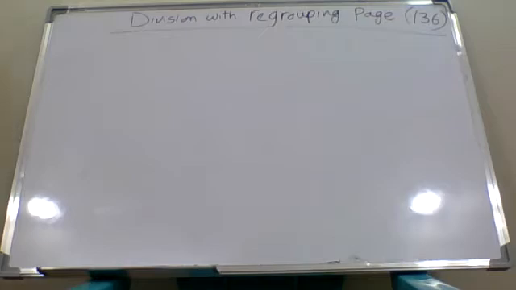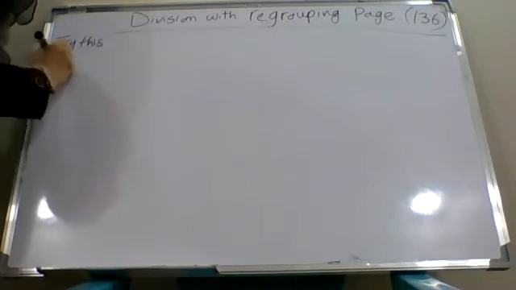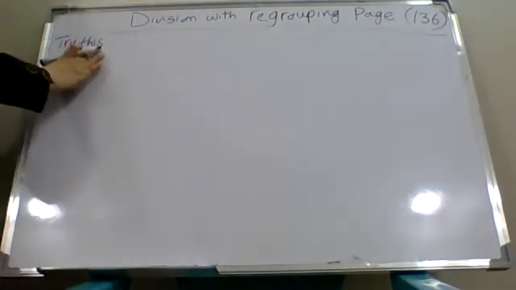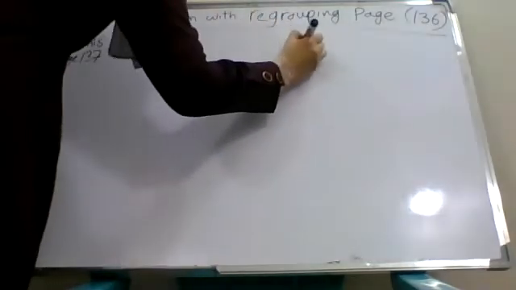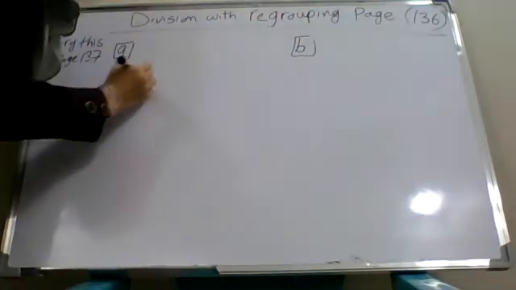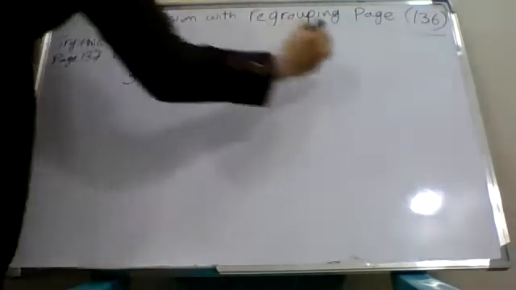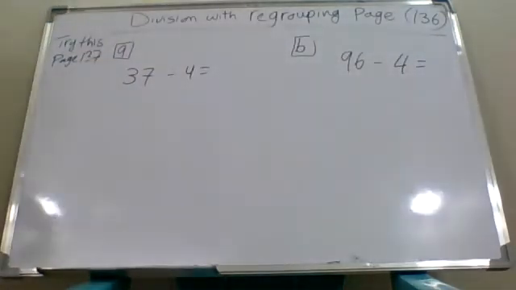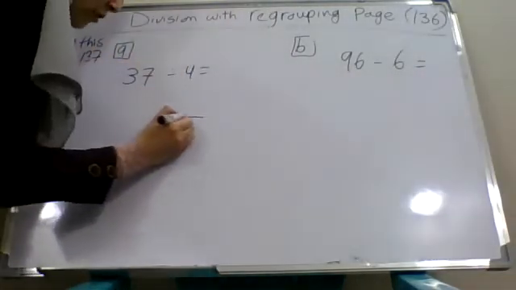Okay, so we have here, try this. I'm doing the exercise on page 136, I think. Yes, it's number 37. Okay, I will do A and I will do B. The first one is 37 divided by 4, and then I have 96 divided by 6. Okay, so I will do the first one as a long division again.